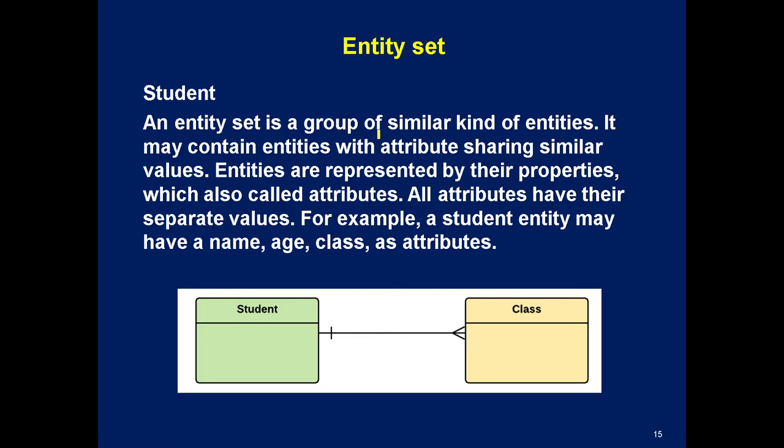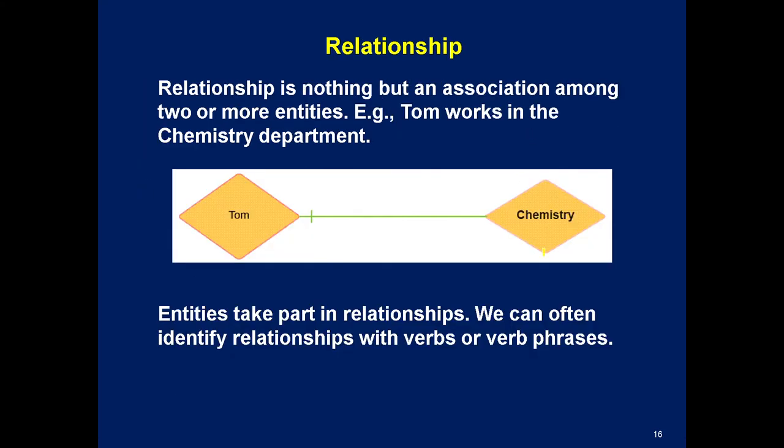An entity set is a group of similar kind of entities. It may contain entities with attributes sharing similar values, and are represented by their properties, which is also called attributes. All attributes have their separate values. Say, for example, a student entity may have name, age, class as attributes. So that's an entity set. Okay, relationship. I think we are clear with the idea of having relationship.